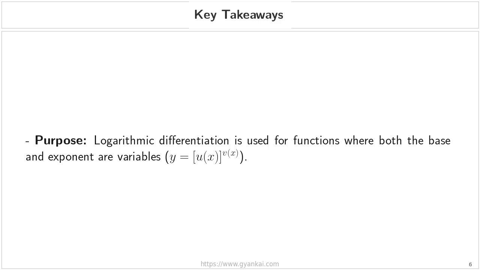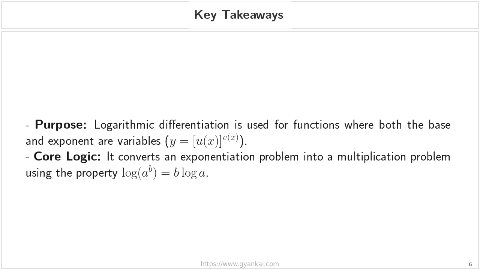The core logic behind this technique is to simplify the problem. By taking the natural log of both sides, we convert a complex exponentiation problem into a much more manageable multiplication problem. This is made possible by the logarithmic property, which allows us to bring the exponent down, stating that the log of a raised to the power of b is equal to b times the log of a.